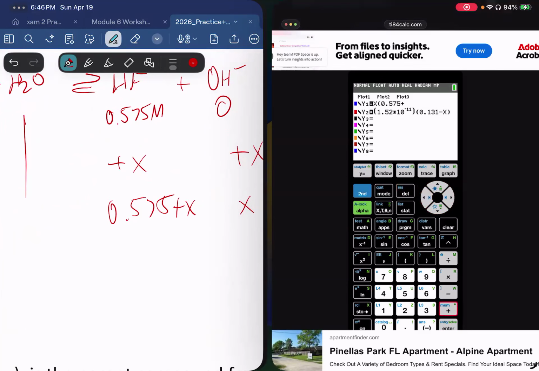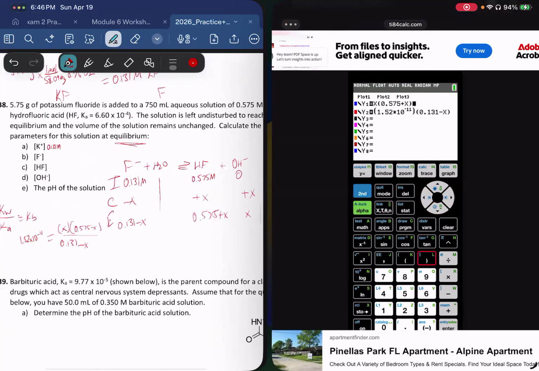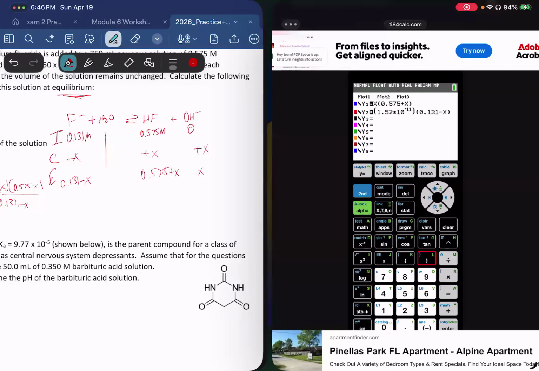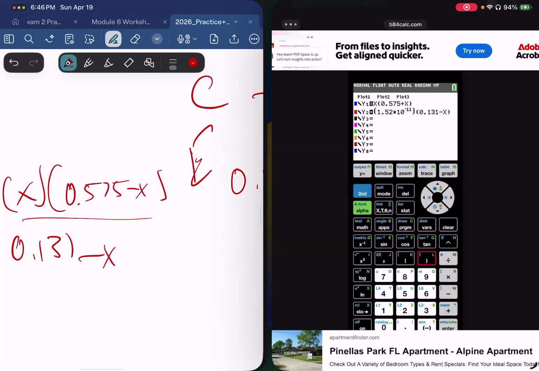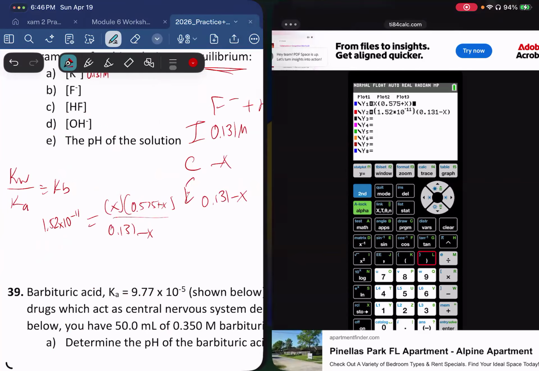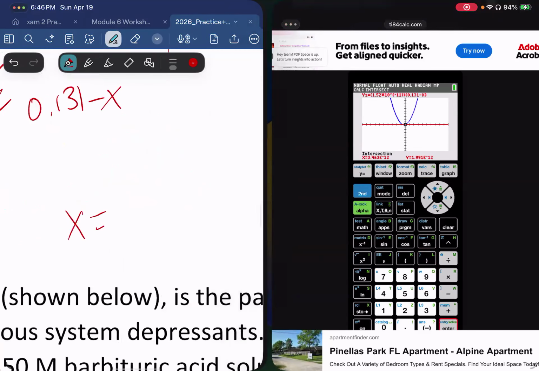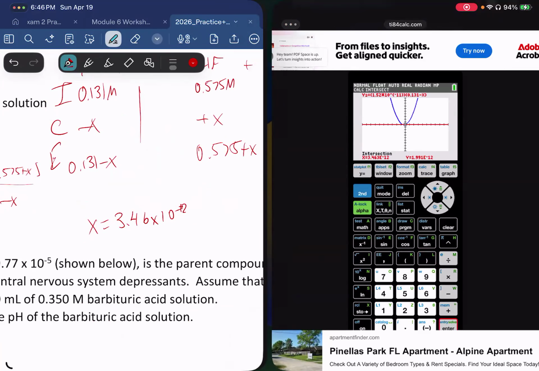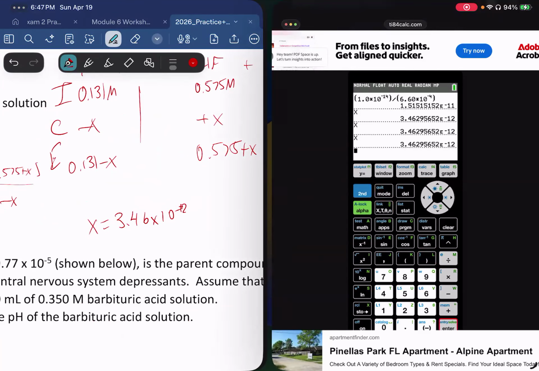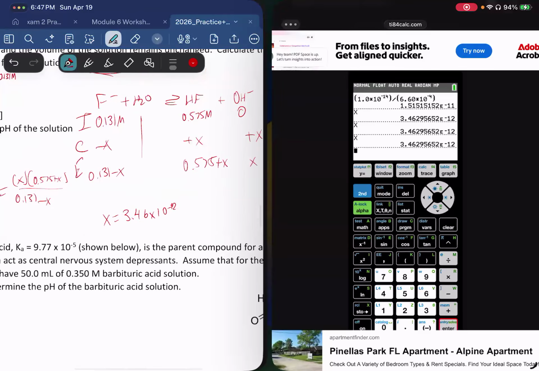Let me try to fix that. Plus X. That's a mistake, because we don't have any hydroxide concentration, so this is supposed to be plus. My bad, guys. It's important to check over your work too. So now let's do second calc and intersect, enter, enter, enter. And now I got X is equal to 3.46 times 10 to the negative 12, approximately. If I go back and press X here, it's the same value, but just make sure you're doing it right. And that's the concentration of hydroxide.